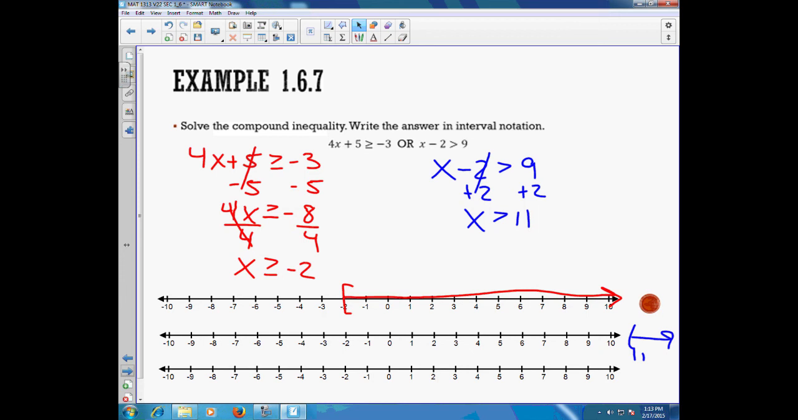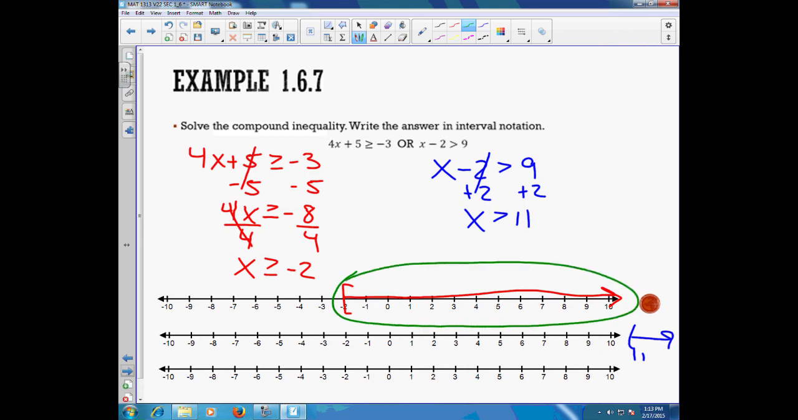The first line starts at negative 2 and contains all values up to positive infinity. The second line doesn't start until 11, but it goes all the way to positive infinity. So if we wanted to account for everything that's shaded, our interval would just be from negative 2 to positive infinity.